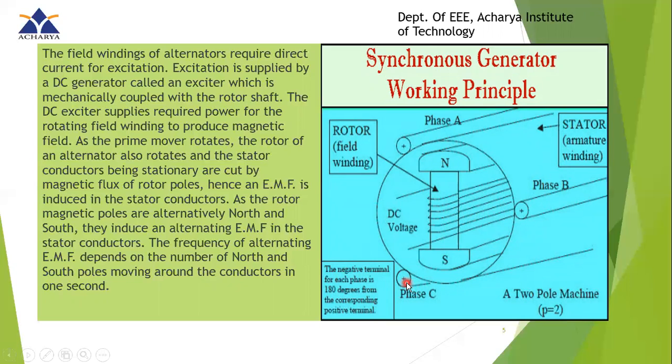The frequency of this alternating EMF induced in the stator conductors depends on the number of north and south poles moving around the conductors in 1 second. So this is the basic working principle. This is how the mechanical energy supplied through the prime mover to the rotor is converted into electrical energy at the stator.